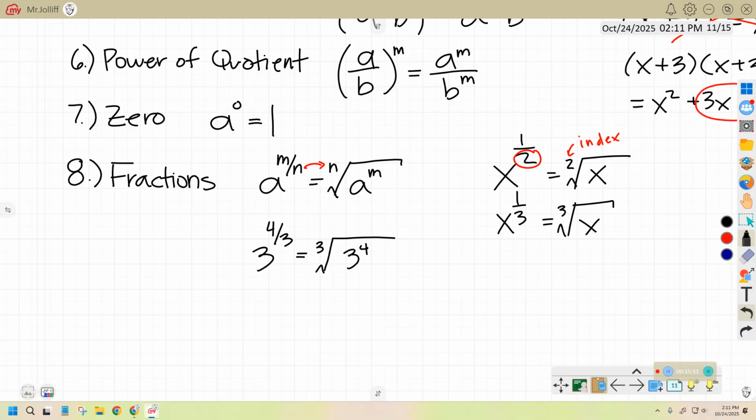Very good. Perfect. Let's do some examples that involve using these rules to simplify exponential equations and functions, because that ultimately is our goal. We want to be able to work with exponential functions.